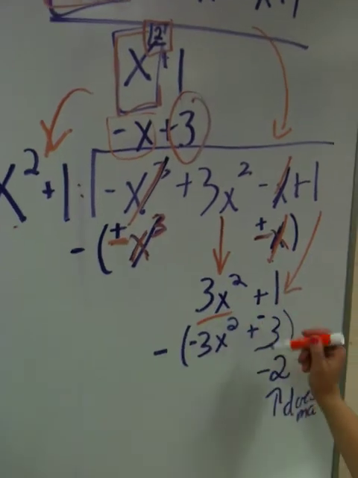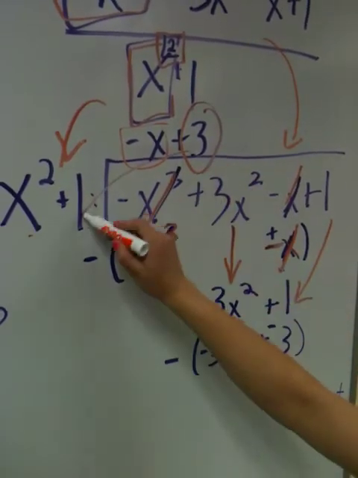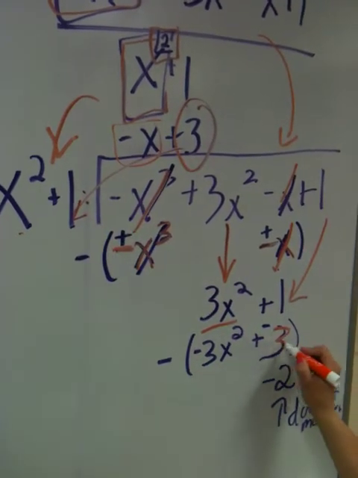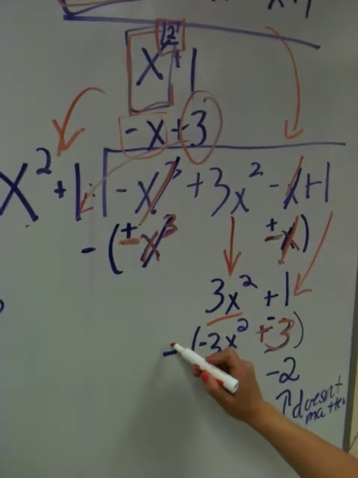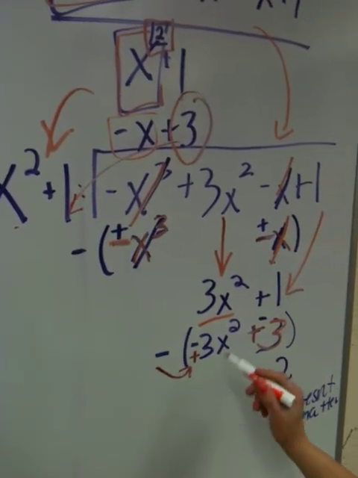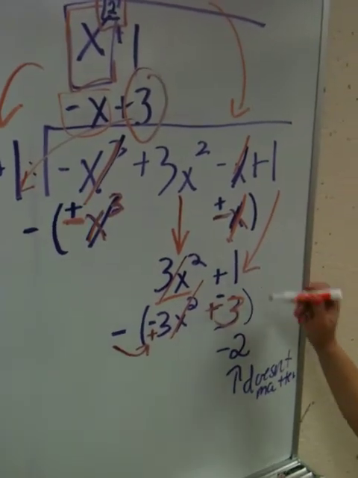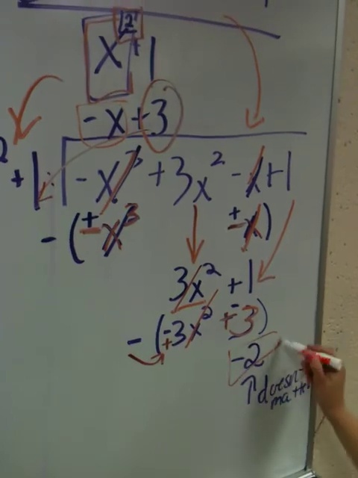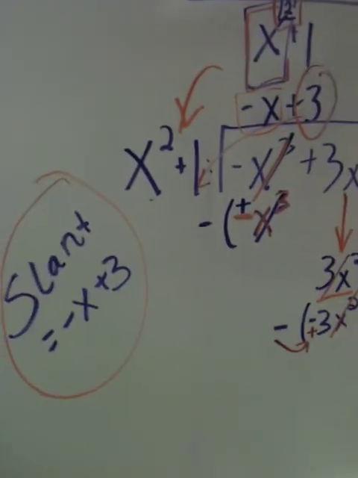So then 3x squared plus, and then we multiply that in there, and that would be a positive 3. So then we want to distribute this. And since this was positive, it becomes negative because of the subtraction sign, so those cancel. And then we have plus 1 minus 3 equals negative 2, but the remainder doesn't matter. So the slant asymptote is negative x plus 3.